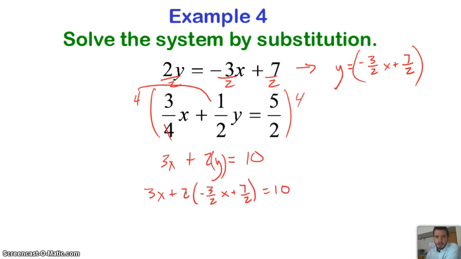Now again, I'm not that mean. Again, you're thinking, man, Mr. Shaw, you are so mean. But I'm not. When you distribute this 2, both these 2's cancel down here. Okay, and the 2's are gone. So it'll be 3x minus 3x plus 7 equals 10. Something's fishy again. 3x minus 3x is just 0. So I'm left with 7 equals 10. Does 7 equal 10? No, it doesn't. Okay, so this one is no solution.